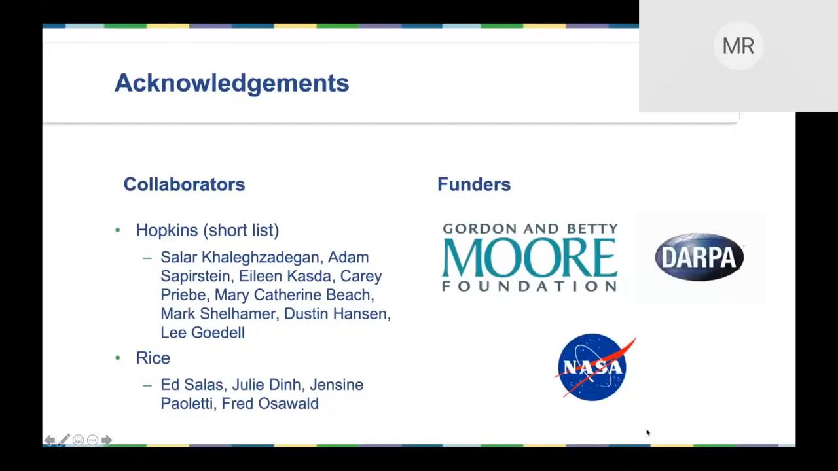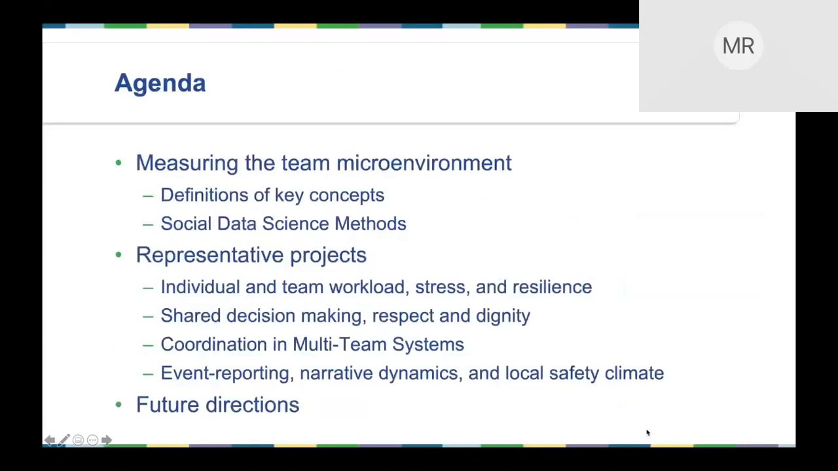But we have had some projects over the years in this space funded by some great adventurous people that have had some good faith in us to do some different things.